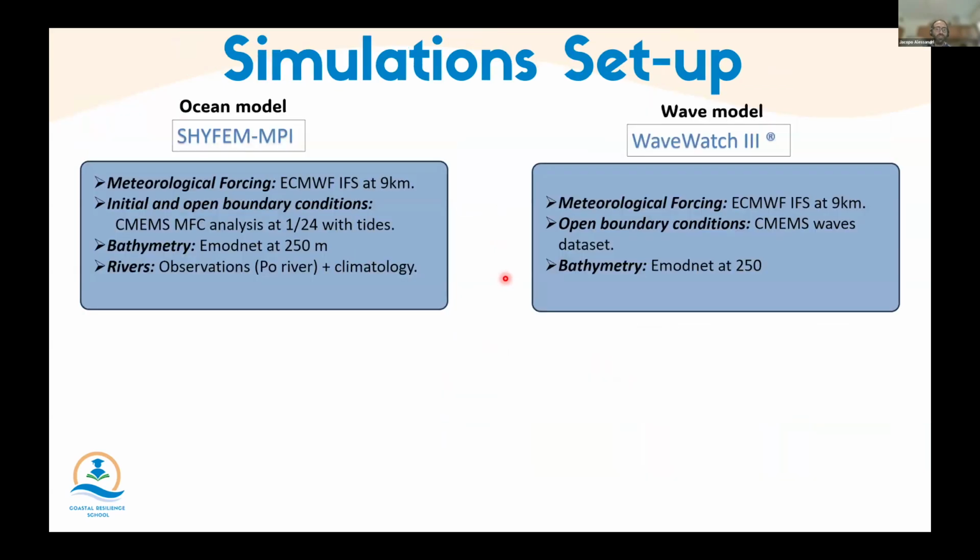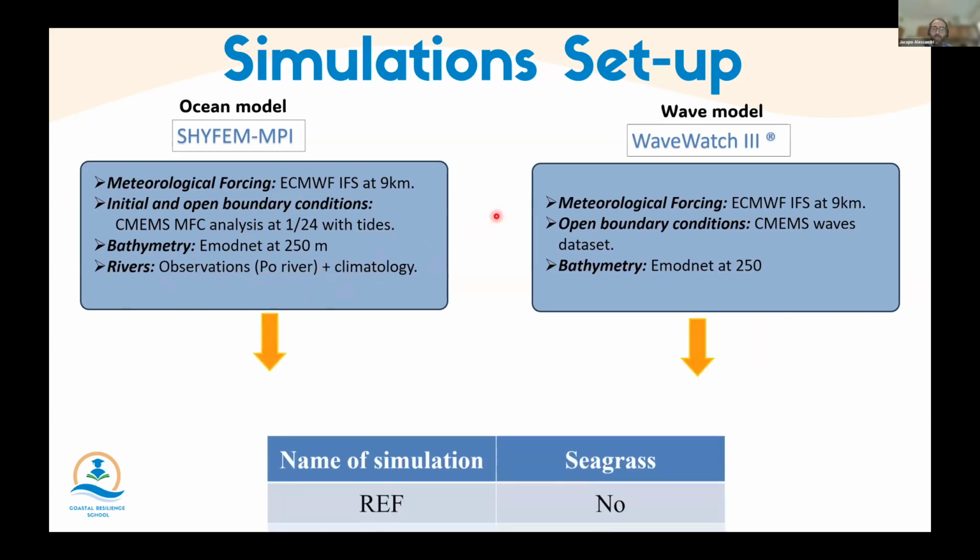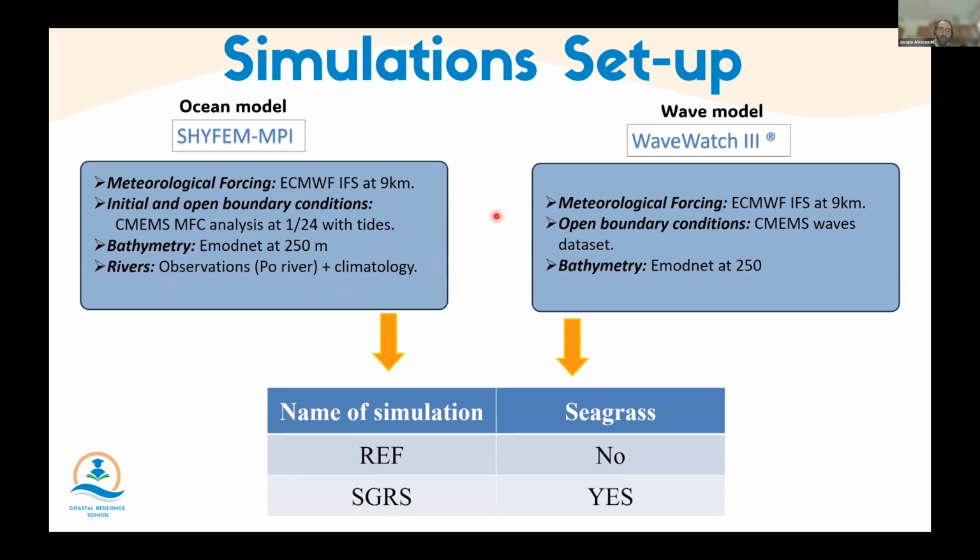And then we set up simulations using ECMWF analysis as meteorological forcing, and Copernicus data as open boundary and initial conditions, bathymetry from EMODnet. For the ocean circulation, we also need to add the river inflow taken from observation where available, and climatology. And then we did different simulations with different periods for each of the domains. One is a reference simulation with no seagrass, and another simulation with seagrass, to compare the two simulations.